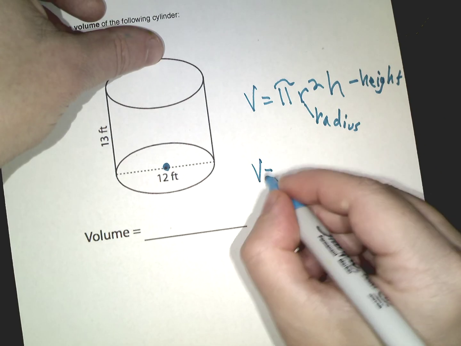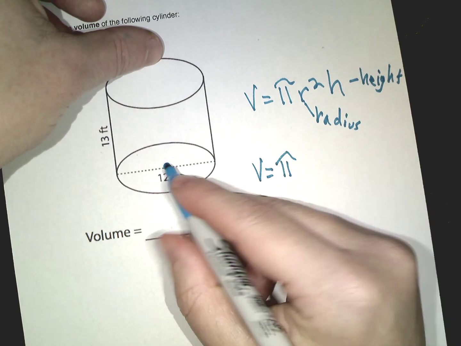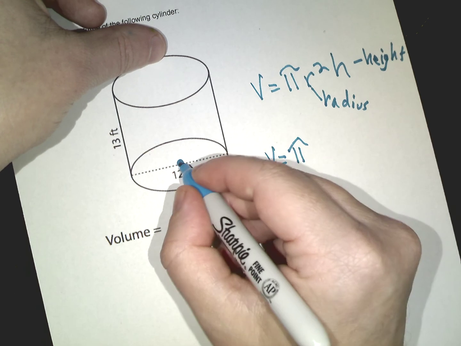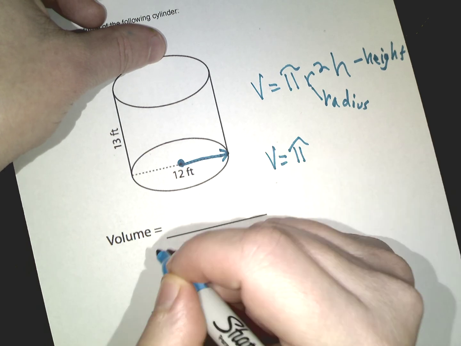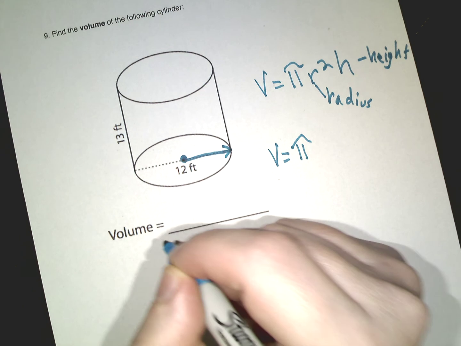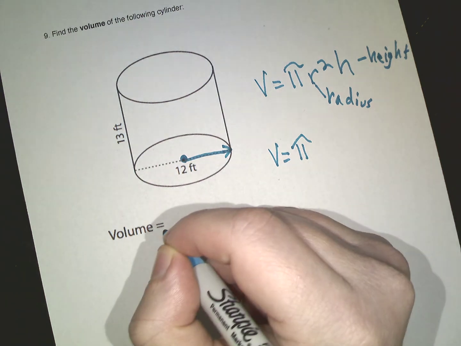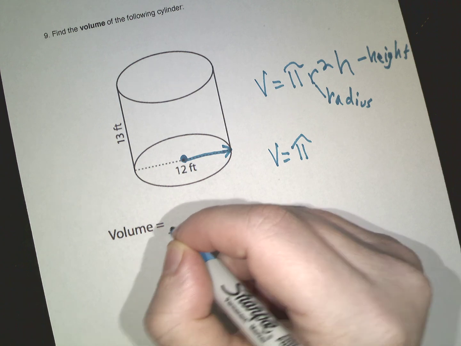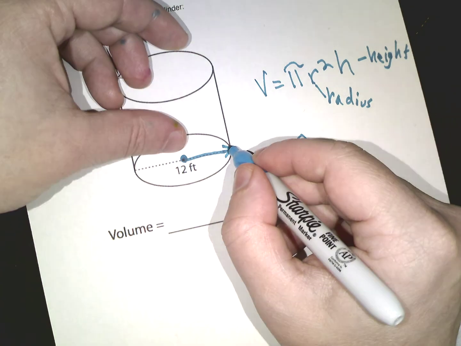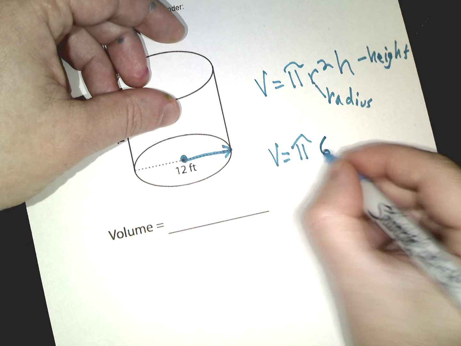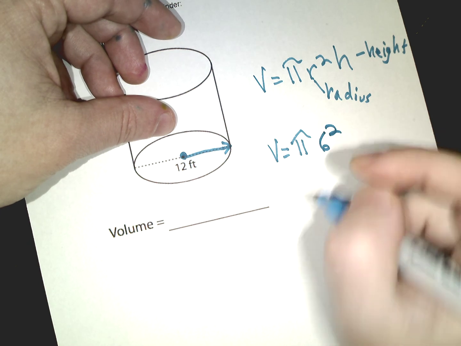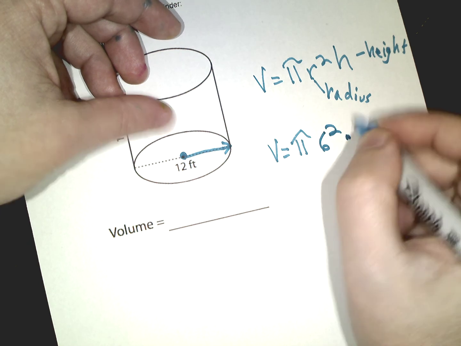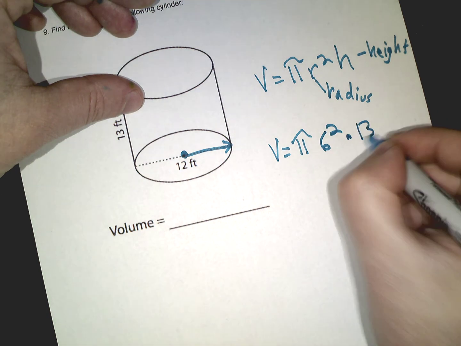So volume is equal to pi r squared times h. Well, this is diameter. This blue thing I just put in here is the radius. So what I have to know about radius is it's half of the diameter. So if this is 12, half of 12 is 6. I have to square it, times the height, which is 13.